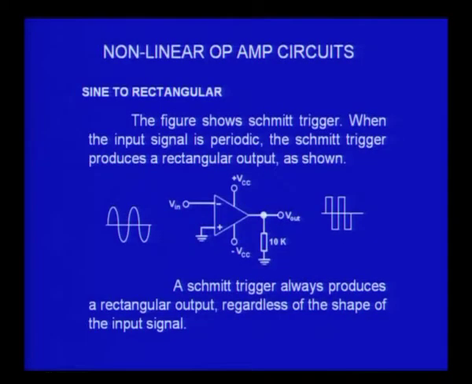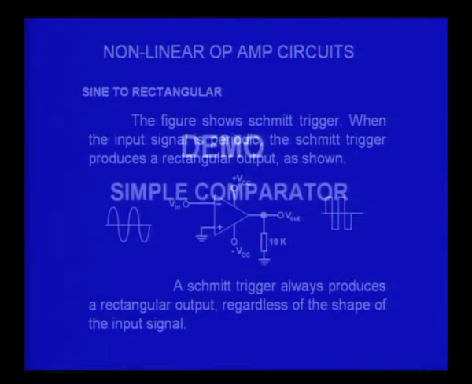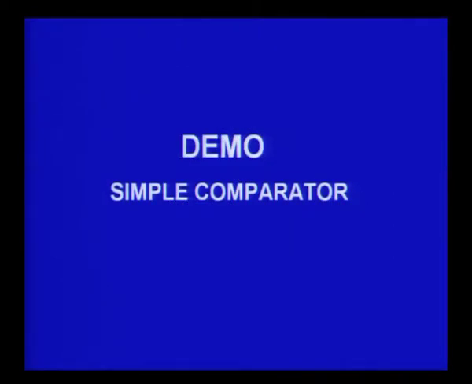I would like to show you how a simple comparator behaves by going over to the demonstration lab and showing two examples. In one, I will use a millivolt source and vary the input voltage and show you that the output changes from plus Vcc to minus Vcc, and in the second case I will give a sine wave input and show how it is converted into a square wave at the output, to realize the basic principle of operation of the comparator.